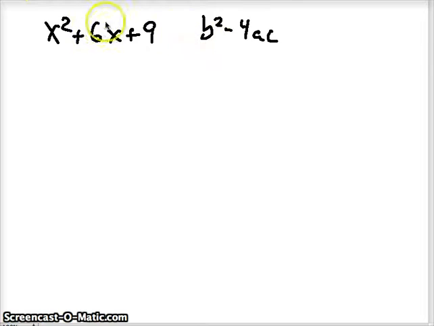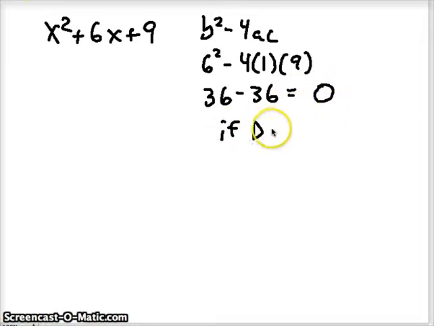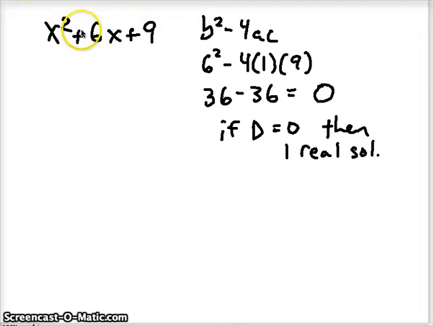So b squared, b is 6, so what's 6 squared? Minus 4 times a is 1, and c is 9. So what do we get when we do this? We get 6 squared is 36, 4 times 1 is 4, times 9 is 36, so we're subtracting 36. Well, our discriminant is 0. What did we say? If the discriminant is 0, then we get one real solution. So our solution when we solve this should be a real number, and we should only get one solution. X should only be one real number.